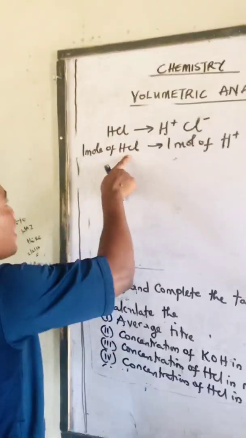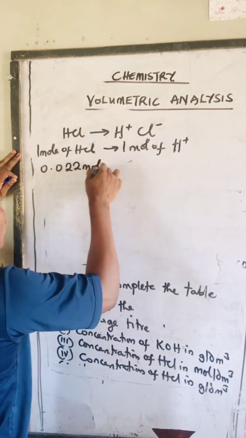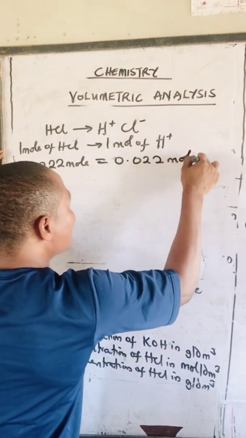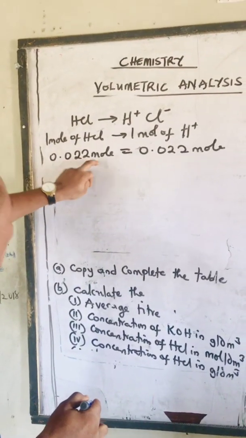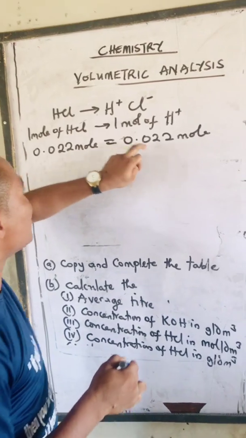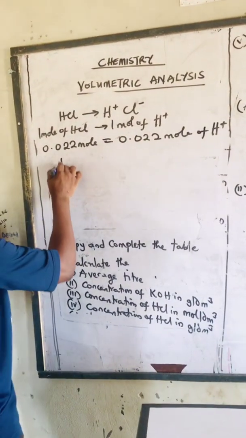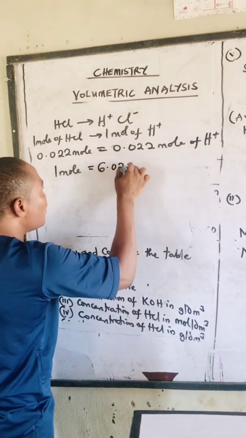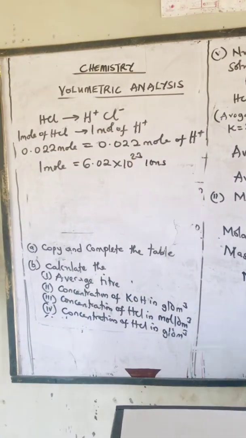So which means if 1 mole of HCl gives 1 mole of hydrogen ion, definitely 0.022 mole of HCl will give us 0.022 mole of hydrogen ion. Is that okay? Now, but don't forget that 1 mole of any substance is equal to 6.02 times 10 raised to the power 23 ions. Are we following?